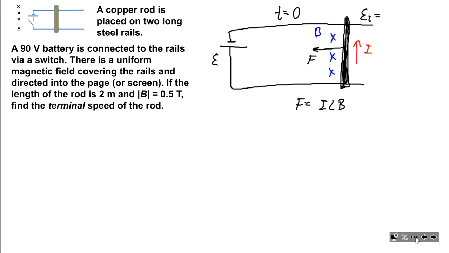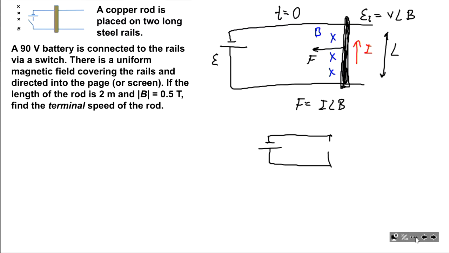Induced EMF should be equal to the speed of the rod times the length of the rod times the magnetic field strength. Now, that will give us an equivalent circuit with two batteries. We only have to make a statement. This new battery will be connected plus to minus or minus to minus. And for that, again, we can use our right-hand rule.